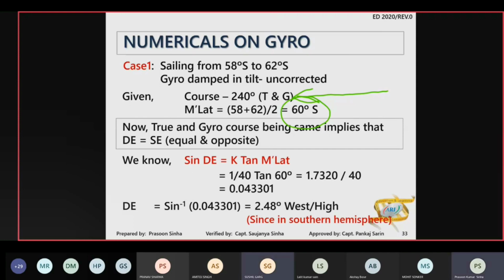So naturally, SE is going to be 2.48 again, but it has to be easterly because this is westerly, it has to be easterly. So complete your calculations up to here. You can take help from the screen also if at all.